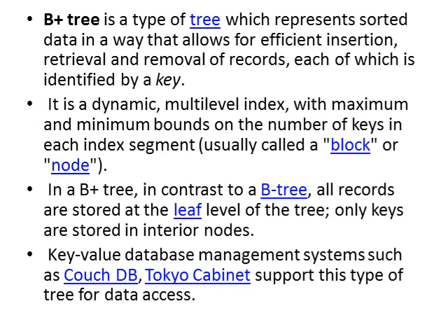insertion, retrieval as well as removal of records. So what we use is a key for each node here. It is a dynamic multi-level index with maximum and minimum bounds on the number of keys in each index segment. And in contrast to a B tree, all records in a B plus tree are stored in the leaf level of the tree, and only keys are stored in the interior nodes. Basic database management systems like CouchDB and Tokyo Cabinet support this kind of tree for data access.